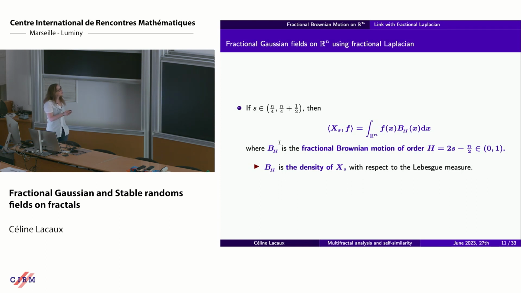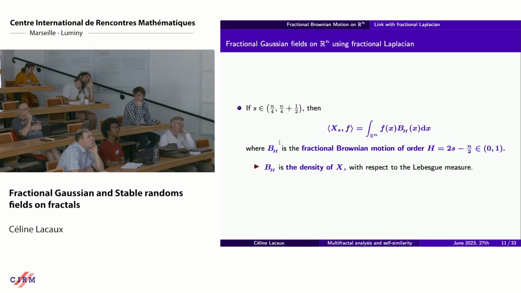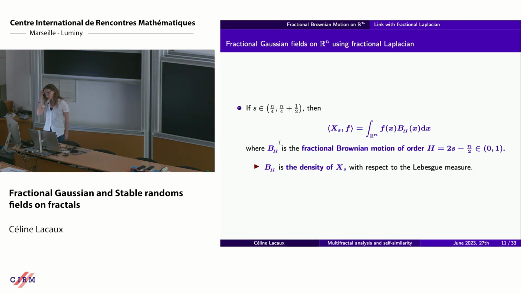in fact, S applied to f, you can have another representation, and you can write it as the integral of f times bh, where bh is a fractional Gaussian motion. So I need to link h and s, and h and s are linked by this equation. So have a look at the range there for s, and you will see that this will describe 0, 1. Okay? So we say that BH can be understood as the density of the fractional fields X with respect to the Lebesgue measure.